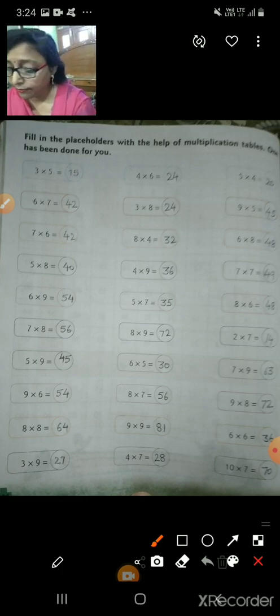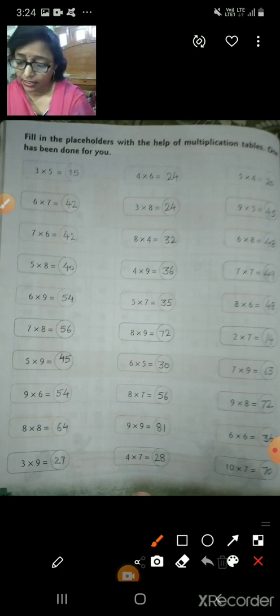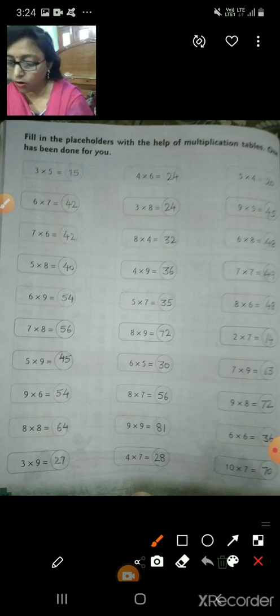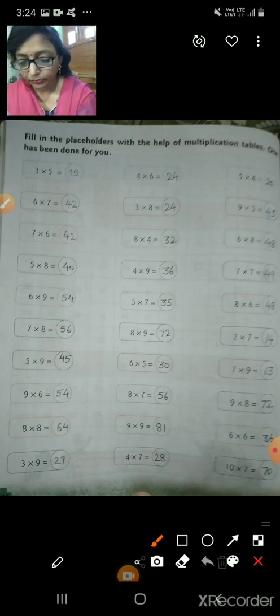First is an example. You can see 3 into 5 is equal to 15. And in the second box you can see 6 into 7 is equal to what? 6 7s will be 42. 7 6s, same, will be 42. 5 8s are 40. Like this you will solve all the tables.